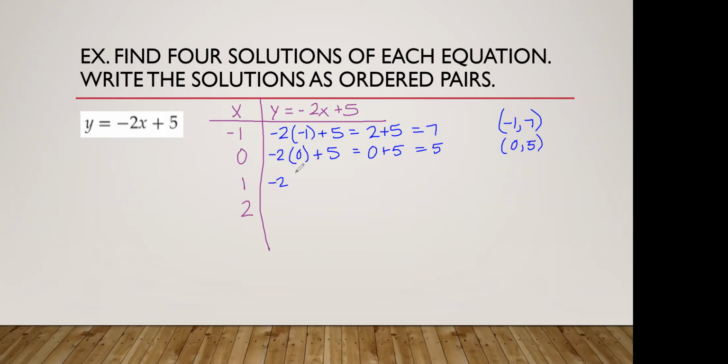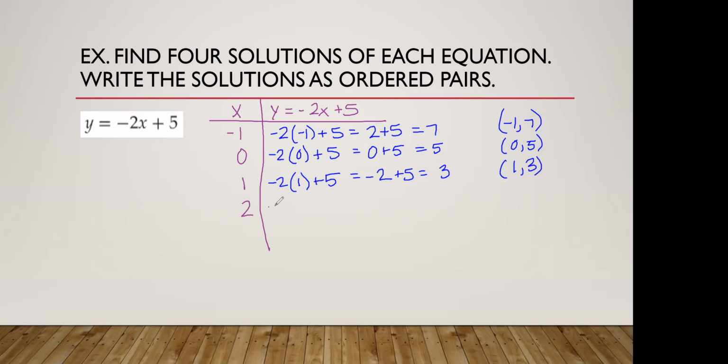Now I'm going to put 1 in for x, and -2 times positive 1 is going to be -2. Remember, negative times positive is negative, plus 5. -2 plus 5, my signs are different. I'm going to subtract. 5 minus 2 is 3, and 5 has a larger absolute value, so it's positive 3. So when x is 1, y is positive 3. Okay?